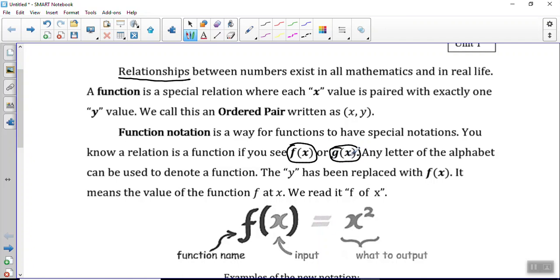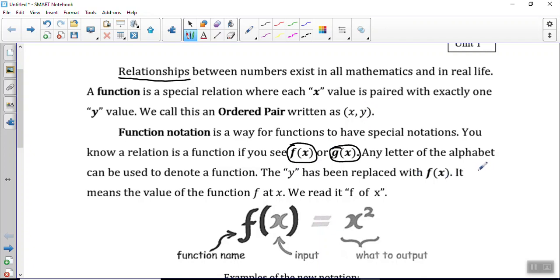So you have an x coordinate and you have a y coordinate, okay? You can use any letter of the alphabet. It doesn't have to say f, doesn't have to say g. You can use other letters, but the common ones you'll see would be f of x or g of x, but you're not just restricted to that, okay? When we're talking about the y, we're talking about the y coordinate here. The y has been replaced with f of x, okay?